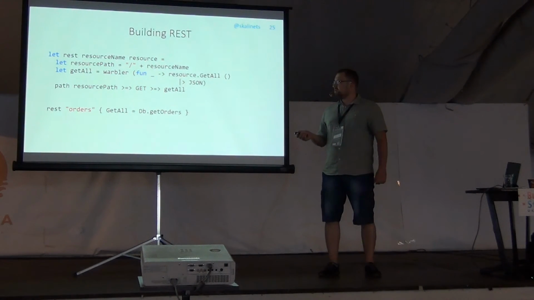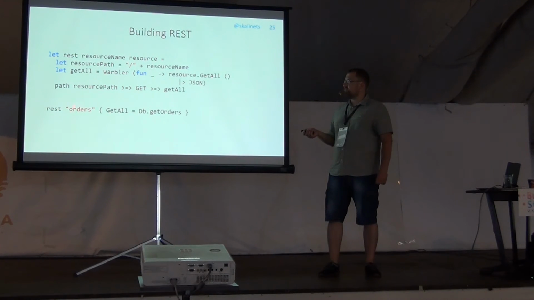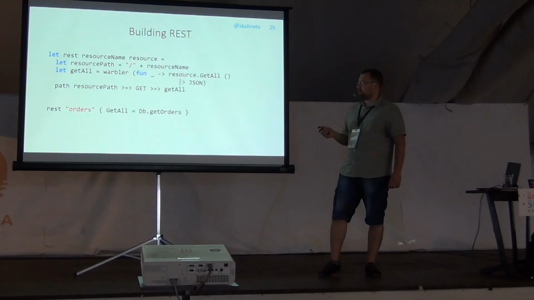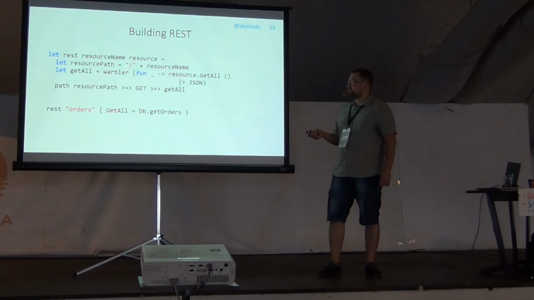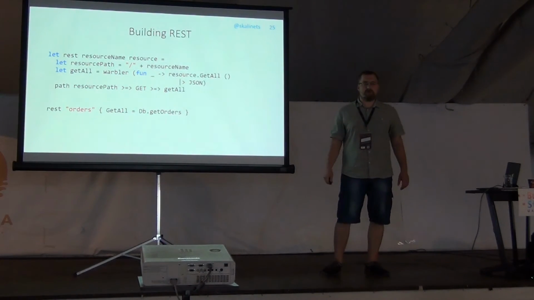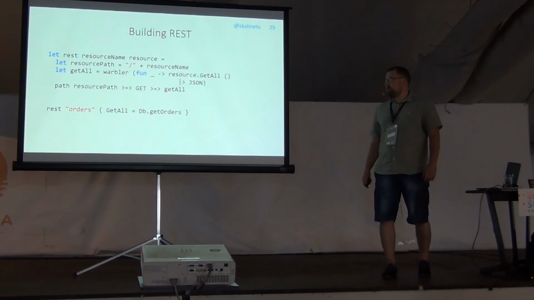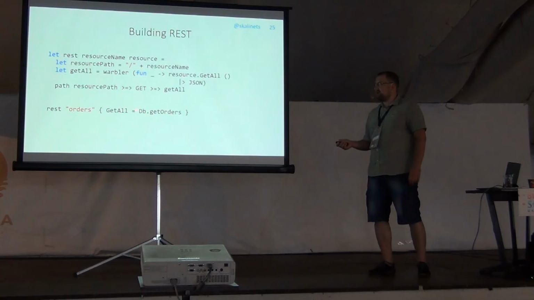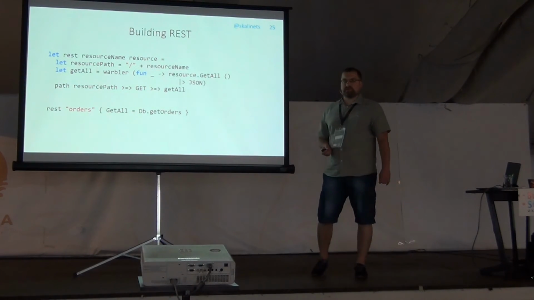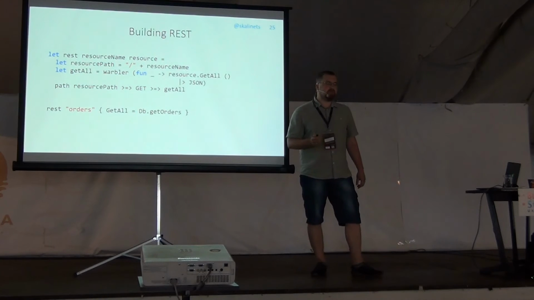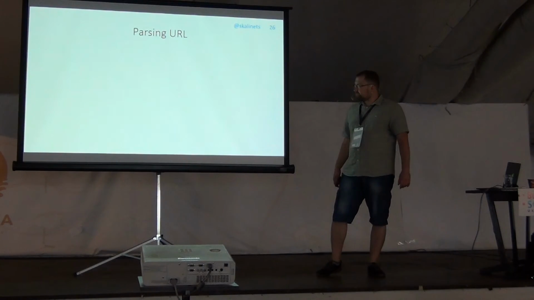With one line, we are doing REST that will match on orders path, and in this case, it will return the value of DB get orders. And DB get orders may take orders from the database, from the memory, from whatever. In the same way, we can add other methods here. So for post, it will be insert, for put, it will be update, and so on, delete.